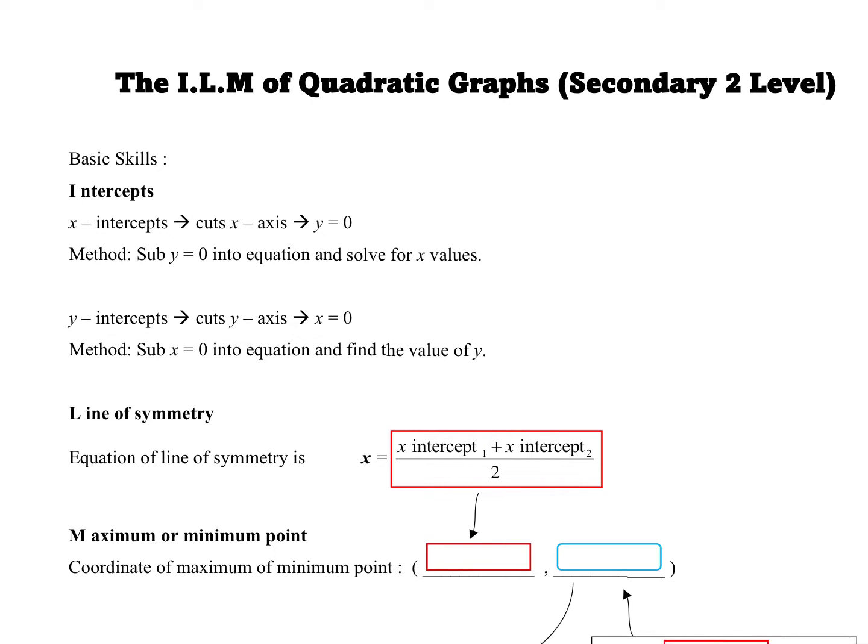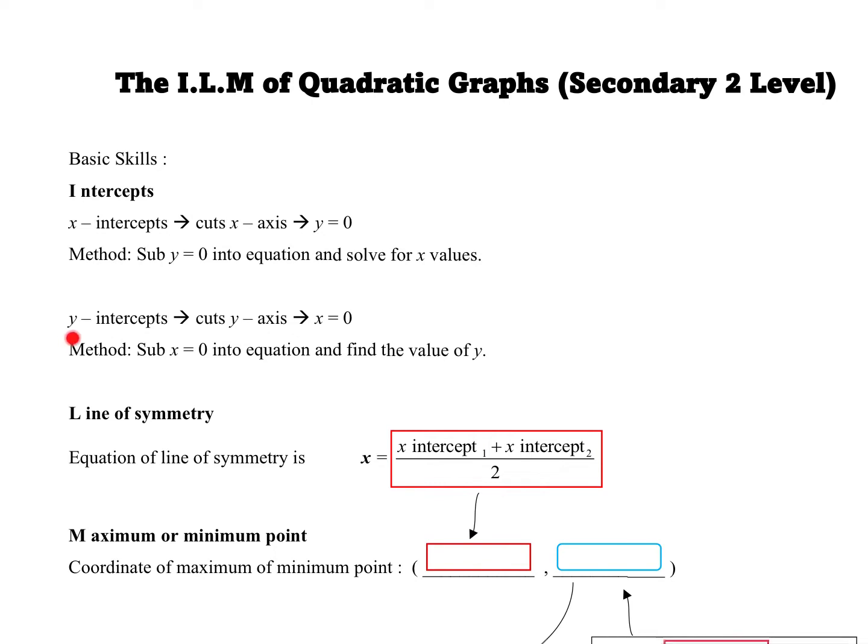Let's begin with the intercepts. To find the x-intercept, now x-intercept, what does it mean? It means it cuts the x-axis. When it cuts the x-axis, then we'll know that the value for y is equal to 0. So usually we'll be given an equation, and what we need to do is substitute the value of y equals 0 into our equation and then solve for the value of x. Now we'll use the next question as an example to go through the following skills later.